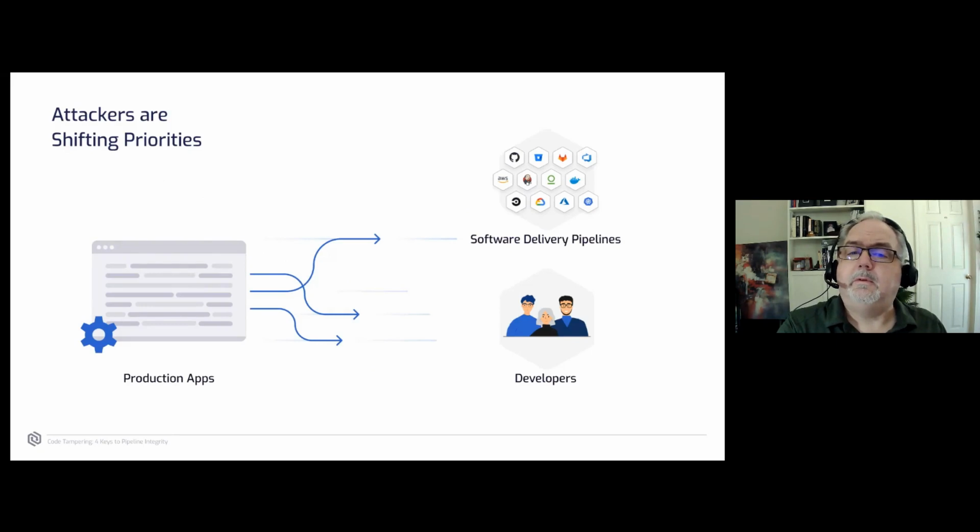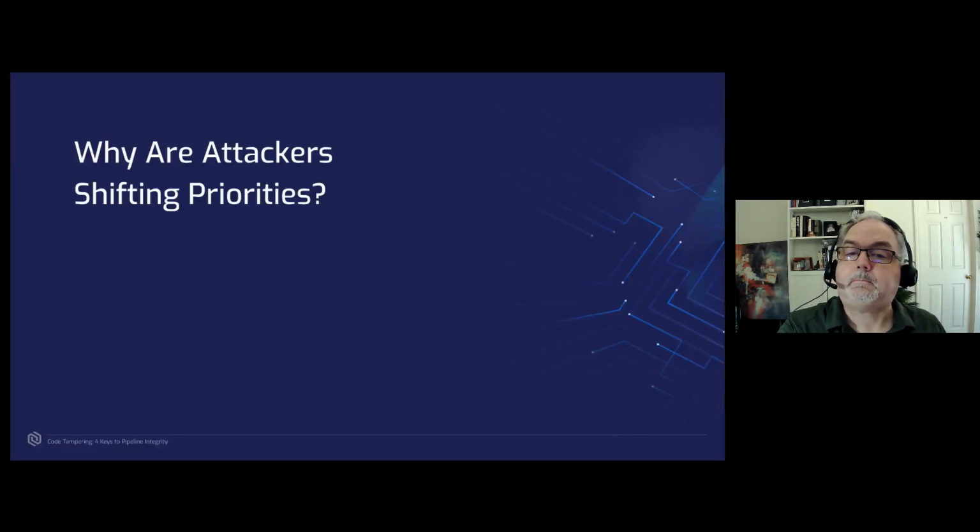In other words, attacker priorities are shifting. Where they used to focus on production apps and environments, they're now attacking software delivery pipelines and the developers that create and run them. Why? Because development infrastructure is an easier target, and it provides access to the production environment and its data, and it can actually provide access to even more.